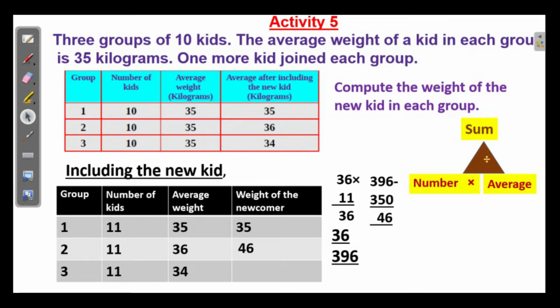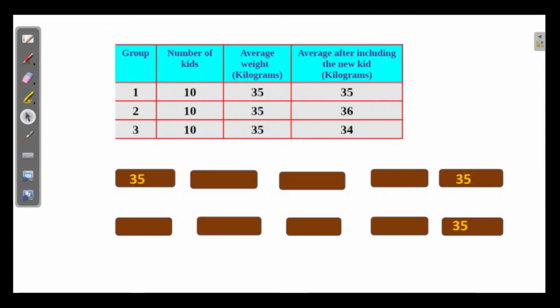And in the third case, the average is decreased by 1. Can you do it in your mind? Try. Yes, first we can do it in the other way. 34 into 11 is equal to 374 minus 350 is equal to 24. The answer is 24. Let us do it in the other way.